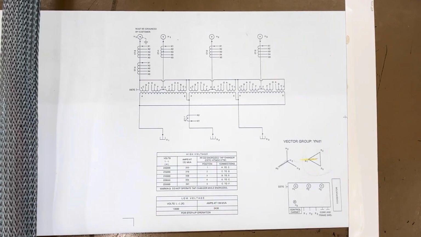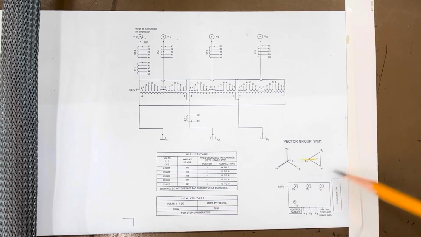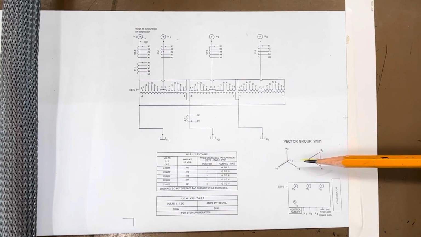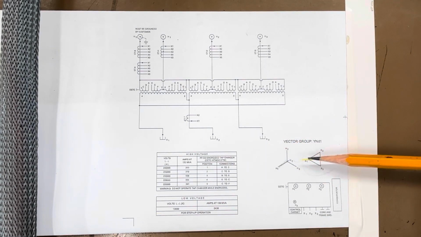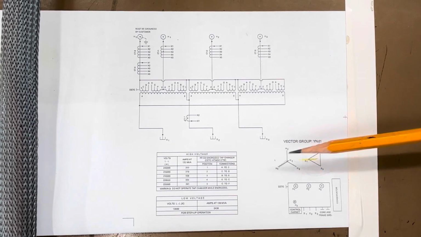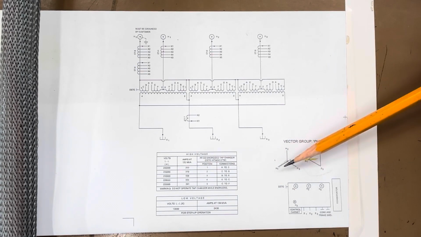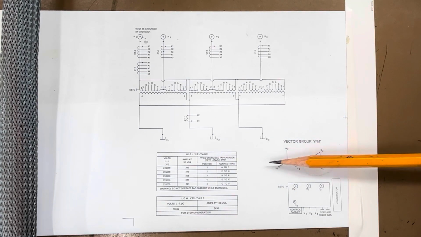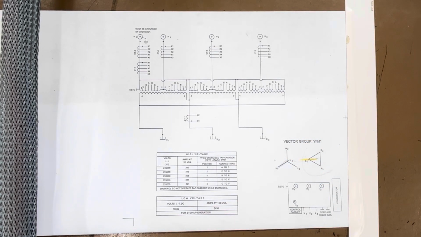YND1 transformer. So the high side, you can see these H's very well, is a Y. And the low side, these X's, are delta. And here's my H1 and here's my X1. And it's called a YND1. The 1 comes from the fact that the secondary is lagging the primary by 30 degrees. So if we were to draw a clock with 12 o'clock being here at my H1, my X1 would be at 1 o'clock, or 30 degrees lagging my H1. So that's what we're going to build.